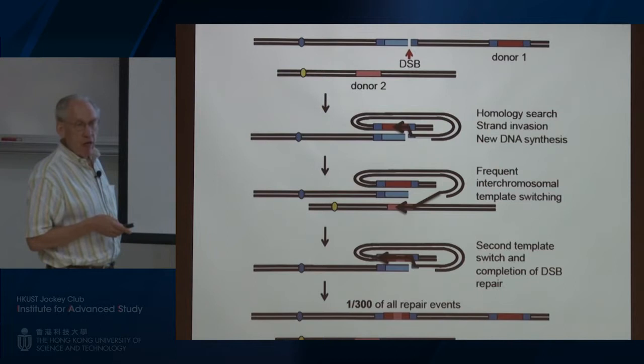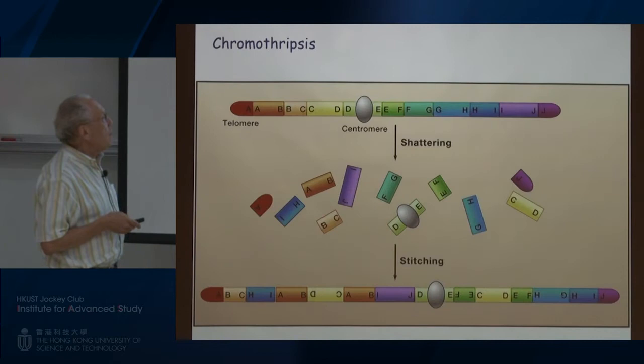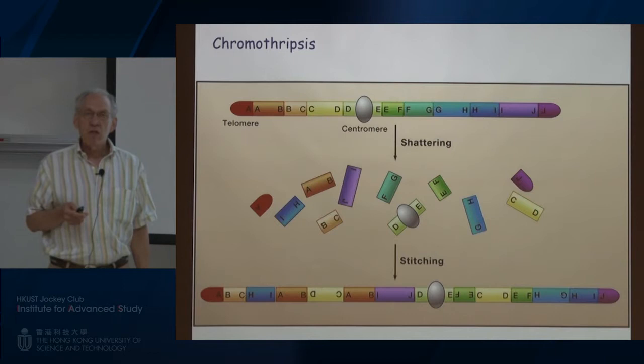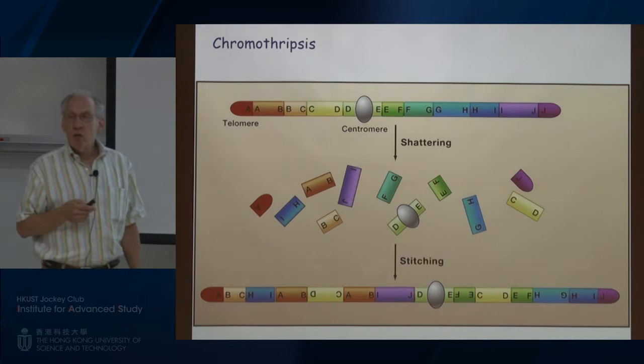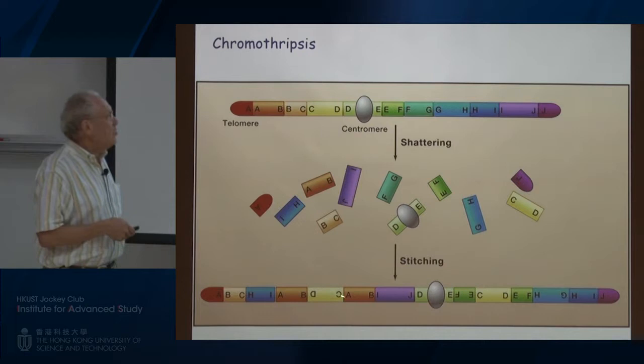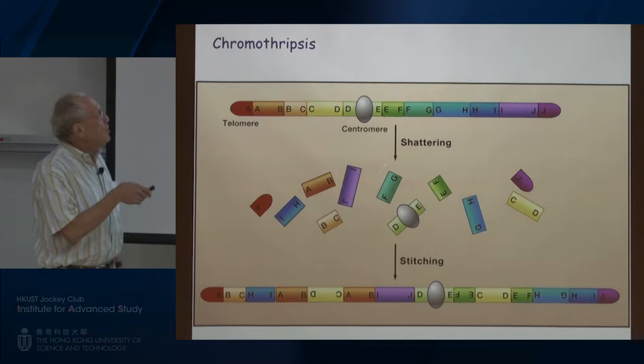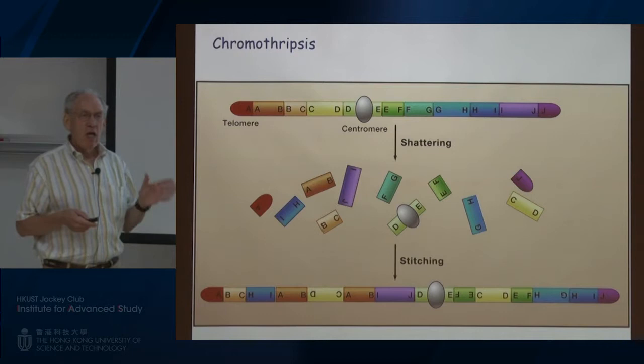So I want to spend just a few more minutes telling you about one other thing, and that is a phenomenon that we didn't even know existed until 2011. This is called chromothripsis, which is a Greek phrase meaning chromosome shattering. And what people discovered is that in some cancer cells, several percent of cancer cells, a single chromosome will get completely smashed and reassembled in some scrambled fashion. How this happens is a mystery.